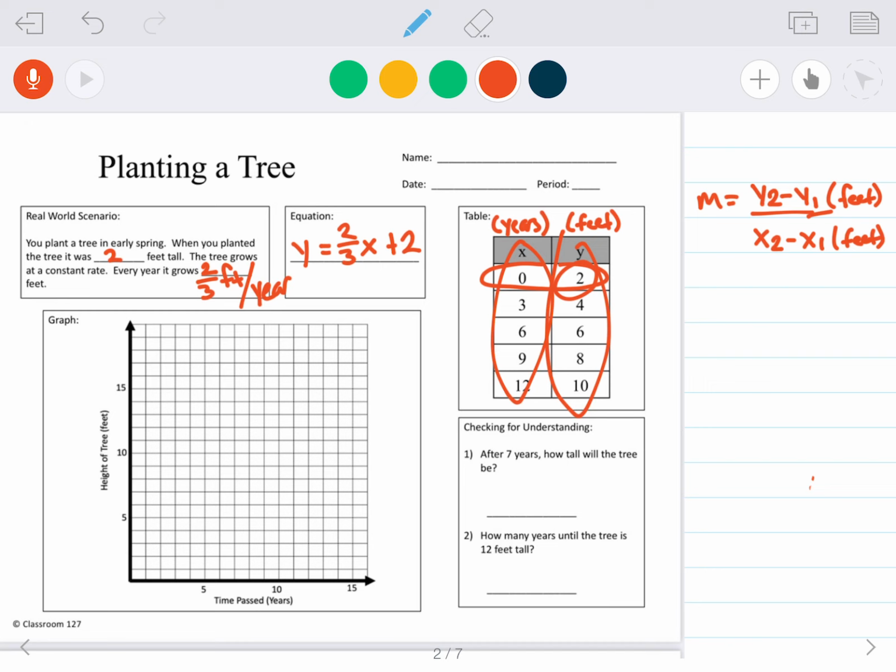Now we can graph this stuff, and we can graph this pretty easily with our table that's right here. So when x is 0, y is 2, that's going to be right here. When x is 3, y is 4, so that's going to be right here. 6, 6 is our next one, so that's here. 9, 8.